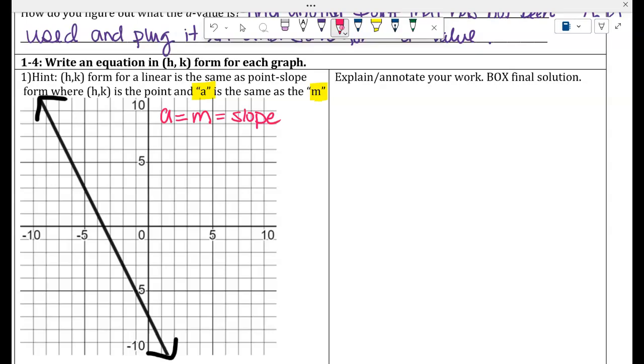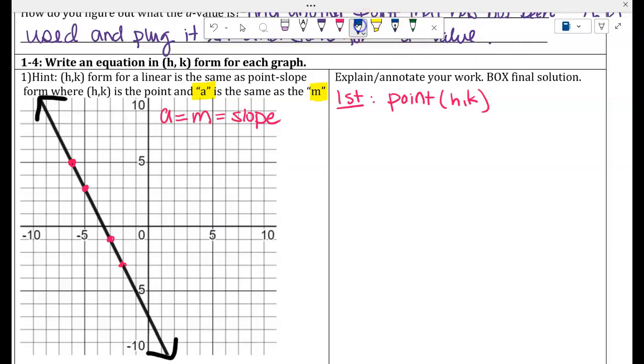So first, what we want to do is figure out what your HK is, your point. Pick any point you want, as long as it's a nice point. When I say a nice point, guys, it's in the corner of 4 boxes. So that's a nice point. This is a nice point. This is a nice point. This is a nice point.